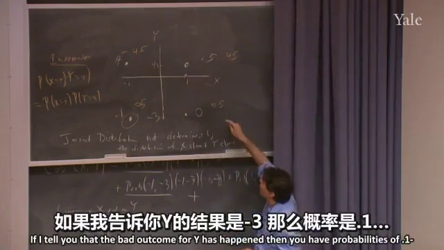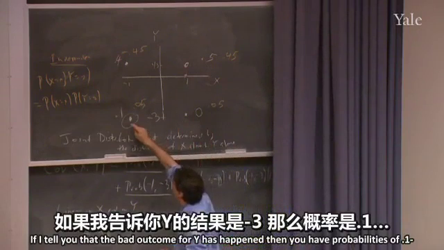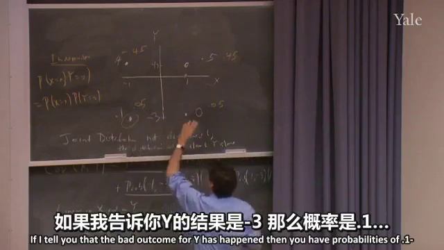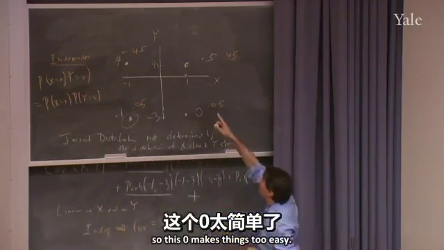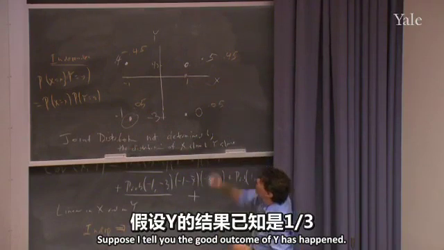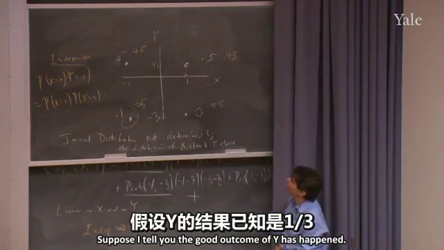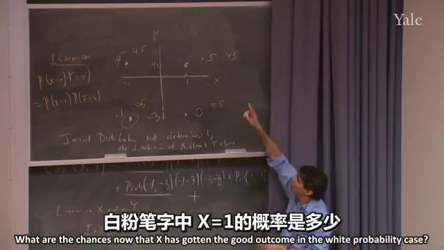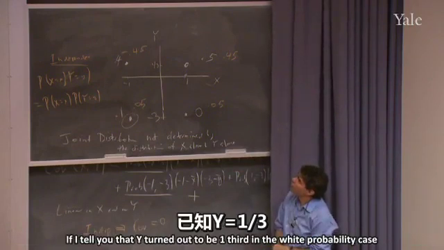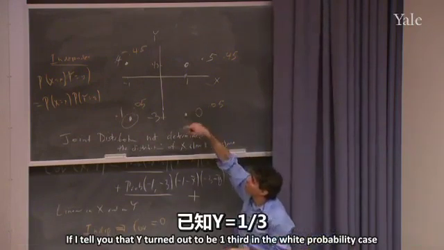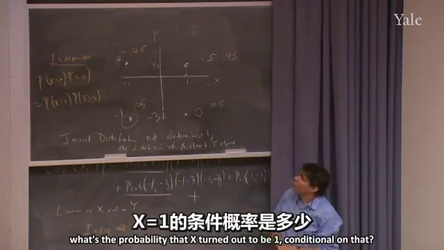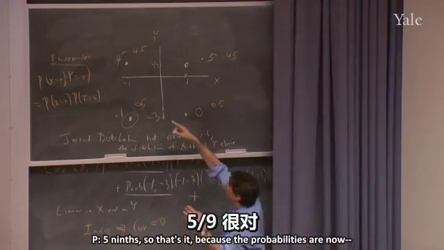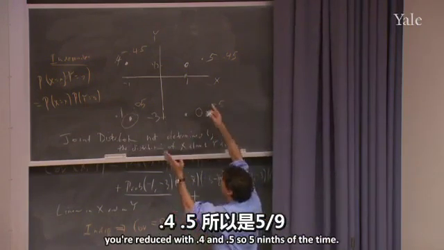If I tell you that the bad outcome for y has happened, then you have probabilities of x of 0.1. The 0 makes things too easy. Suppose I tell you that the good outcome of y has happened. What are the chances now that x has gotten the good outcome in the white probability case? If I tell you that y turned out to be a third in the white probability case, what's the probability that x turned out to be 1, conditional on that? 5/9. Because the probabilities are now reduced to 0.4 and 0.5, so 5/9 of the time.